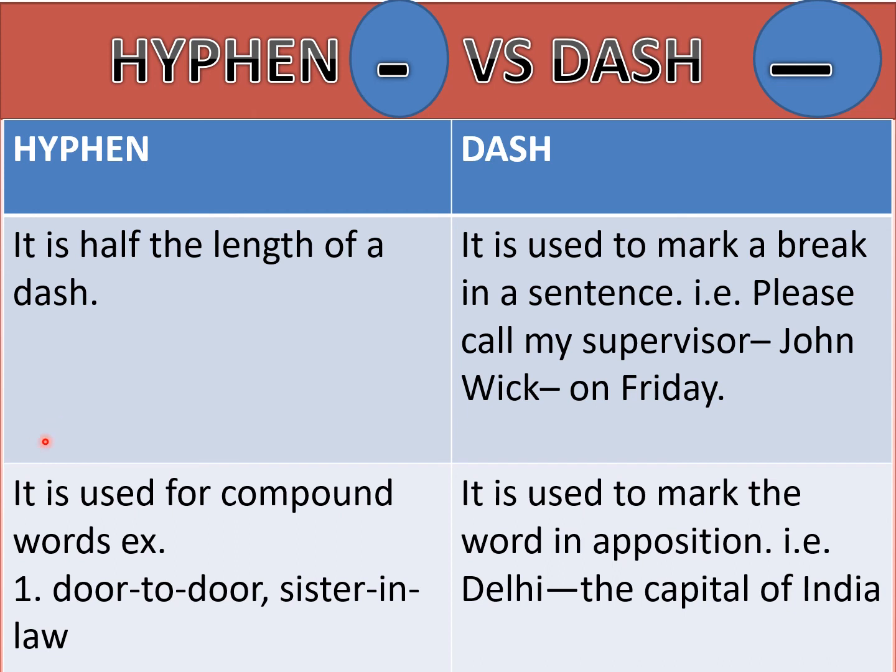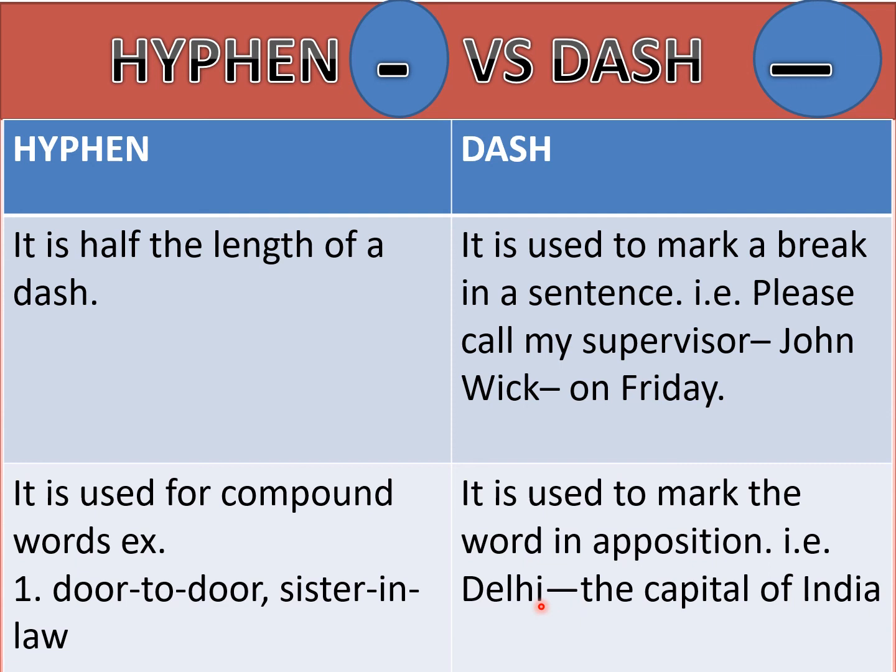Second, a hyphen is used for compound words: door-to-door, sister-in-law. So here a hyphen is used. Next is the dash. It is used to mark a word in opposition. Opposition means relation. Delhi, the capital of India. So further you are going to explain Delhi, the capital of India. I will give you one more example also here.